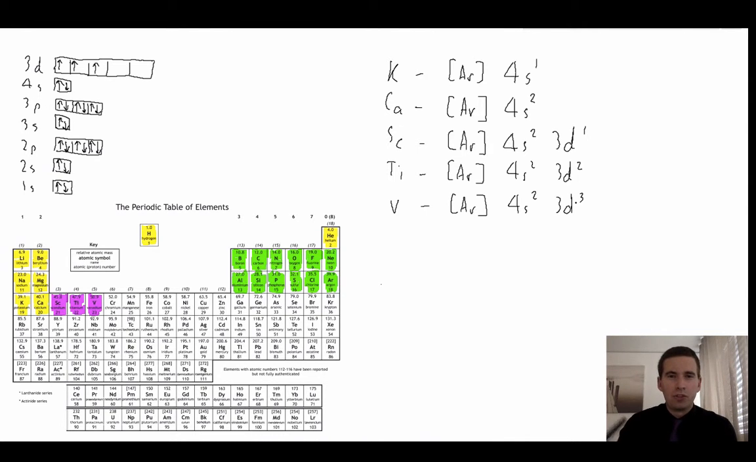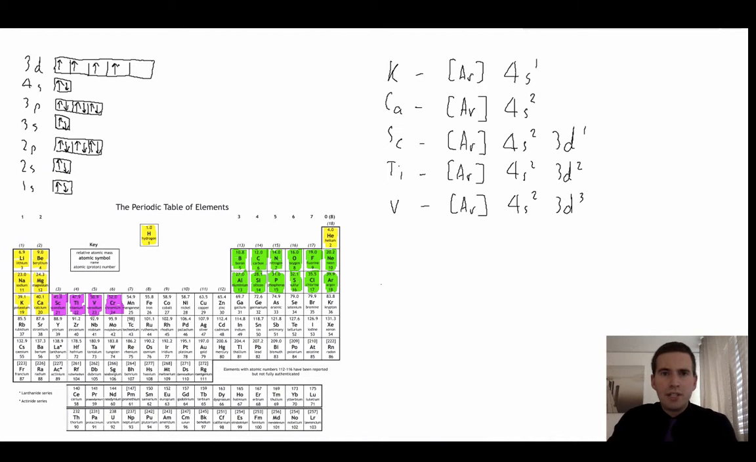Okay, so we're now up to chromium. Now, chromium is one of two anomalies in this process. So I want to bring your attention to this. Now from our pattern so far, you would predict that you just put in one more electron into the 3d subshell, and that is correct. But there's also a catch.